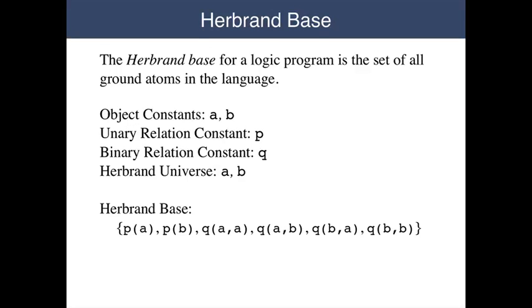The Herbrand base for a logic program is the set of all ground atoms that can be formed from the relation constants in the language and the elements of its Herbrand universe. For example, given the language shown here, the Herbrand base consists of 6 atoms, and just 6 atoms: P of A, P of B, Q of AA, Q of AB, Q of BA, and Q of BB. That's it, there are no more.